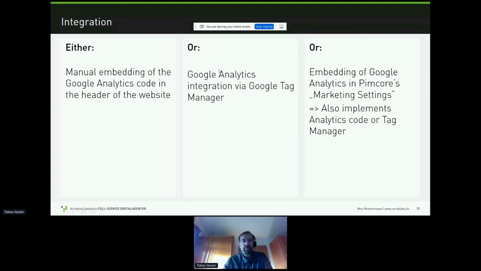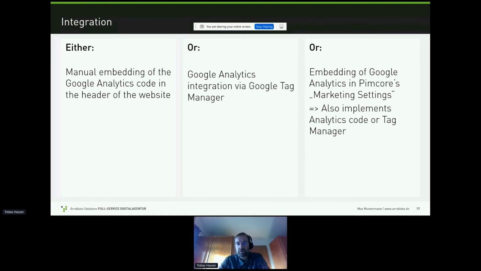In Pimcore, we have three options to integrate Google Analytics code in general. We can embed the code manually in the header of the website. We can use the Google Tag Manager to implement Google Analytics code. That's the way I would recommend we use most of the time, because you afterwards have a lot more control over the implementation, and it's also very helpful for e-commerce implementation. I will speak about that shortly.